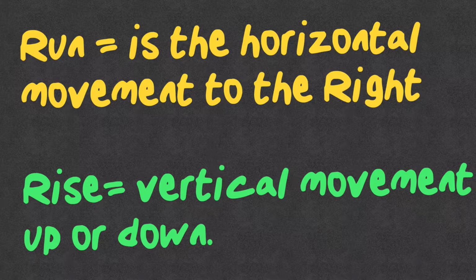So remembering, run is the horizontal or the movement to the right, and rise is the vertical movement, and that could be either up or down. Run will always be movement to the right, never left, and rise can be up or down. Please make sure you have that written down.